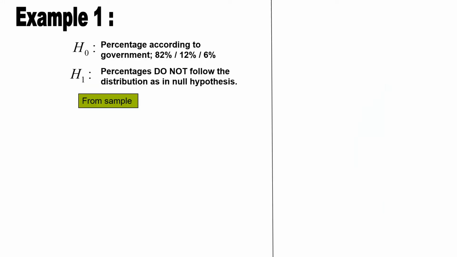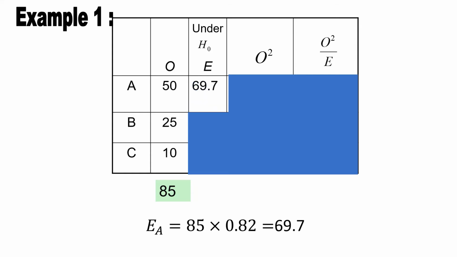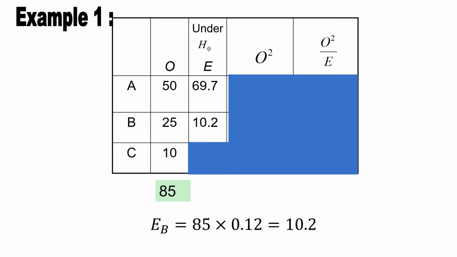So, in example 1, we will calculate the chi-squared test statistic as follows. The total number of observations is 85. The expected value of A is 85 multiplied by the null hypothesis percentage of 82%, which is equal to 69.7. The expected value of B is 85 multiplied by 12%, which is equal to 10.2. The expected value of C is 85 multiplied by 6%, which is equal to 5.1.